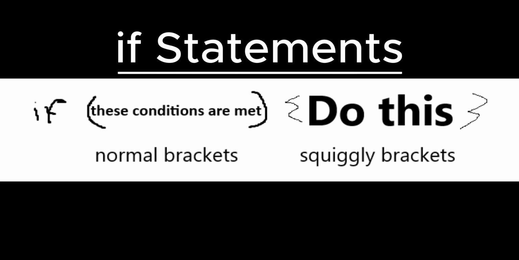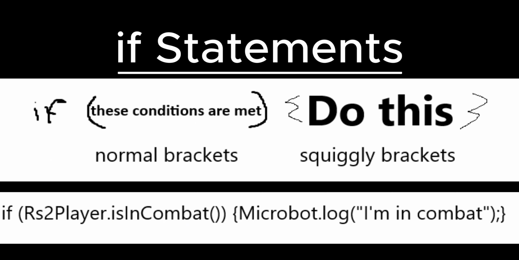So you have the if, and then you open up the brackets, and then afterwards you open and close squiggly brackets. And it's very simple. It's like it says there. If these conditions are met, those are in the normal brackets, then do this, which is inside the squiggly brackets. Okay? So the example that we have here is if, open bracket, rs2 player dot is in combat. Now, dot is in combat is its own method, so we do an open and close bracket there.